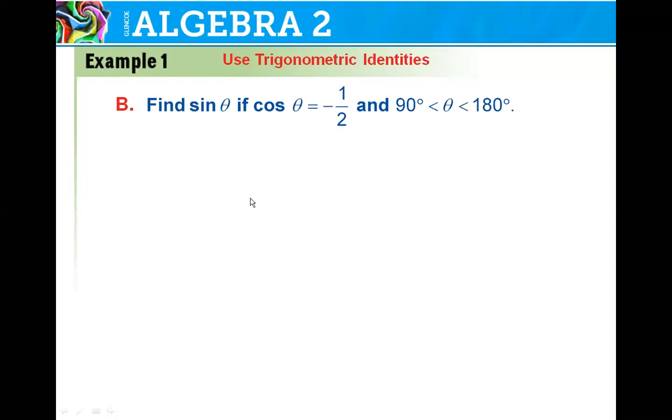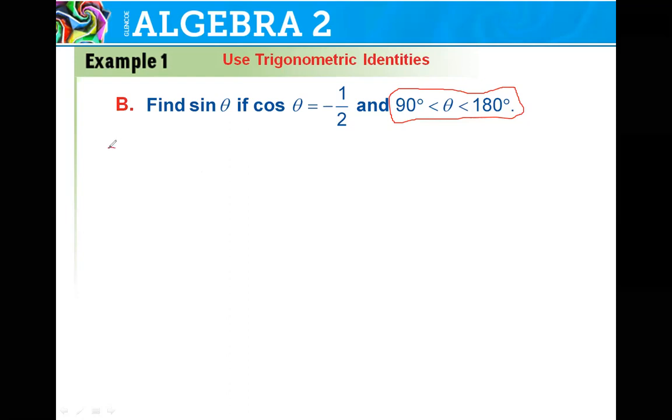Yes, now. Okay. So I need to find sine theta if the value of cosine is negative half, and we work in which quad? 90 to 180 is the second quad. Okay, I need to find the value of sine. What is the relation between sine and cosine? Can you give me the rule that gives the relation between sine and cosine?